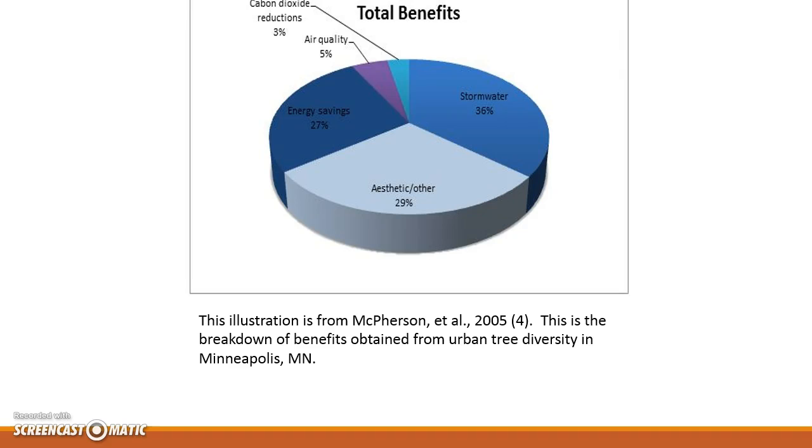This is just a graphic out of an analysis that I looked at when they analyzed the urban tree diversity in Minneapolis, Minnesota in 2005. This is a breakdown obtained from the urban tree diversity analysis. As you can see, the benefits provided were 36% to stormwater, 29% to aesthetics, 27% to energy savings, and only 3% in carbon dioxide reductions, and only 5% in air quality.